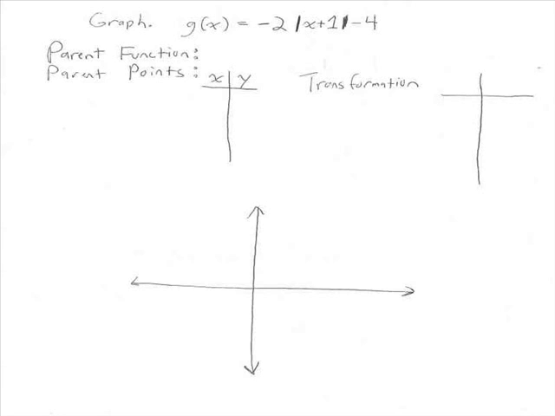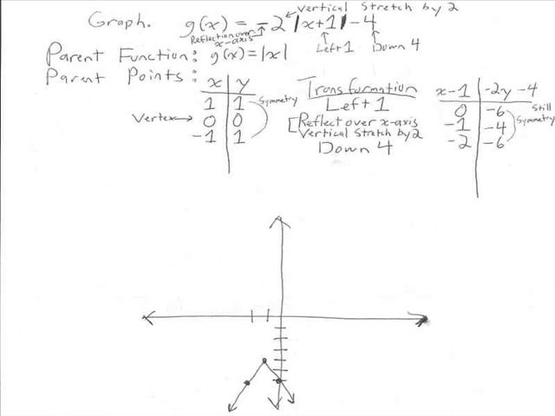Okay, so the function they want us to graph is g of x equals negative 2 times the absolute value of x plus 1, minus 4. So the first thing I have to determine is what the parent function is, and this is clearly an absolute value function again. So the parent function would be g of x equals the absolute value of x. So I write down my parent points, which are the same as on the last problem.